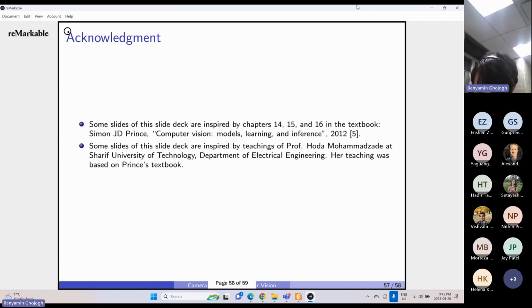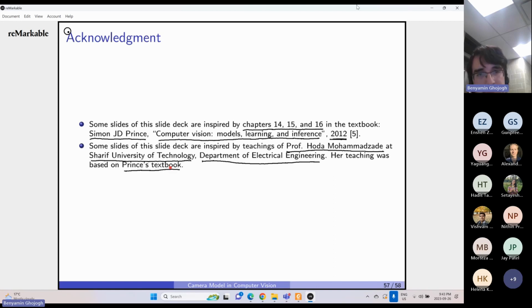Just an acknowledgement: some slides of this slide deck are inspired by chapters 14, 15, and 16 in this textbook, Simon J.D. Prince, Computer Vision: Models, Learning, and Inference, 2012. So basically, we covered 3 chapters of this textbook. And this is a very important textbook. Also, some slides of this slide deck are inspired by the teachings of Professor Hoda Mohammadzadeh at Sharif University of Technology, Department of Electrical Engineering in Iran. Our teachings were based on Prince's textbook. Okay. And these are the references.